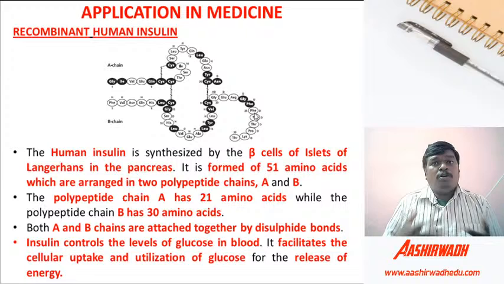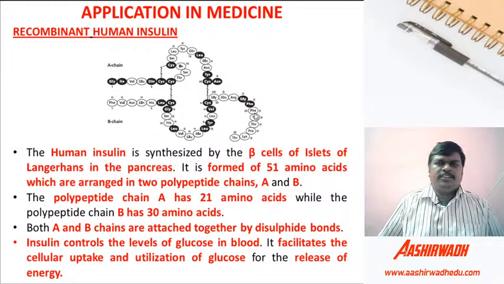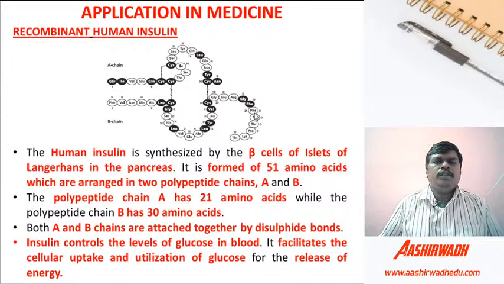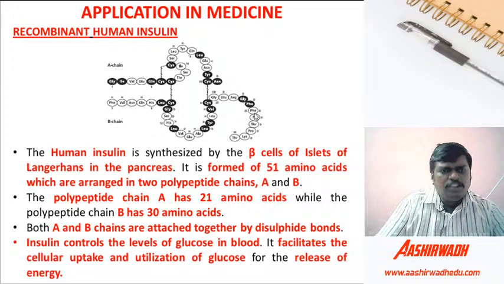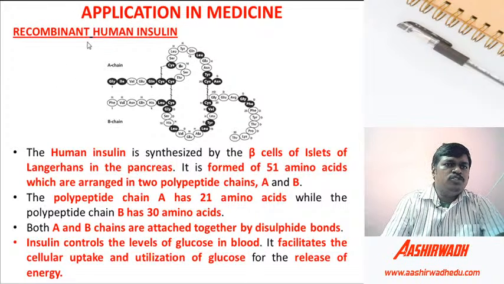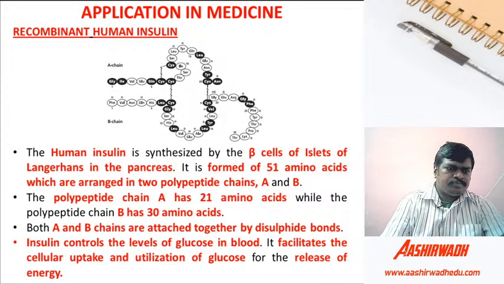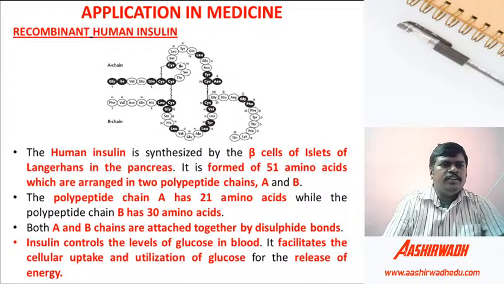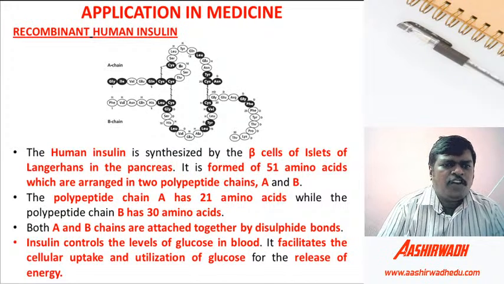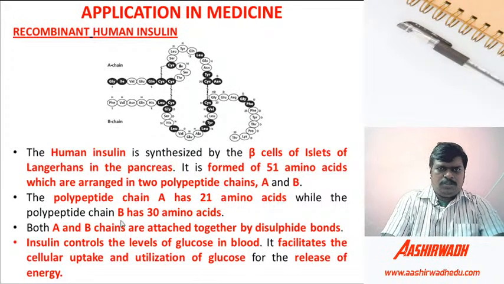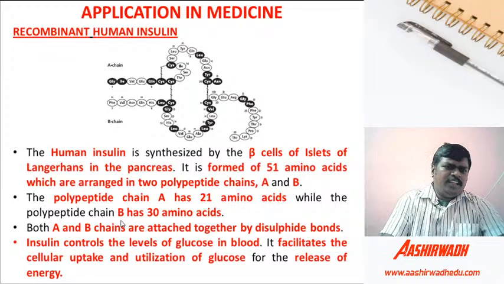And first let me explain about the applications in medicine, the field of medicines. Biotechnology or genetic engineering is mainly used in production of recombinant human insulin. The human insulin is available in the market nowadays in the form of insulin.